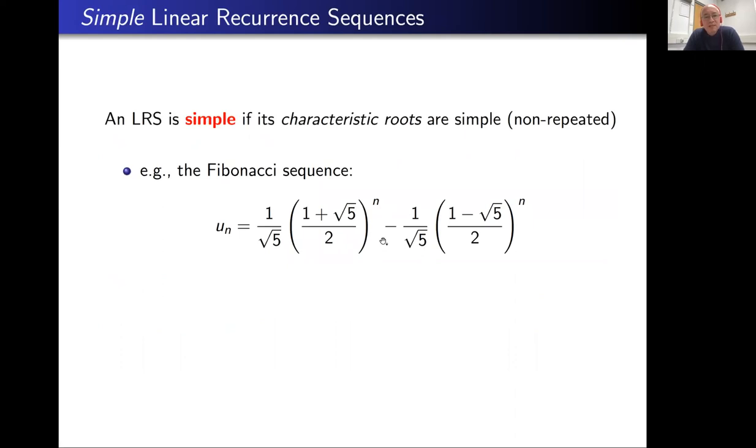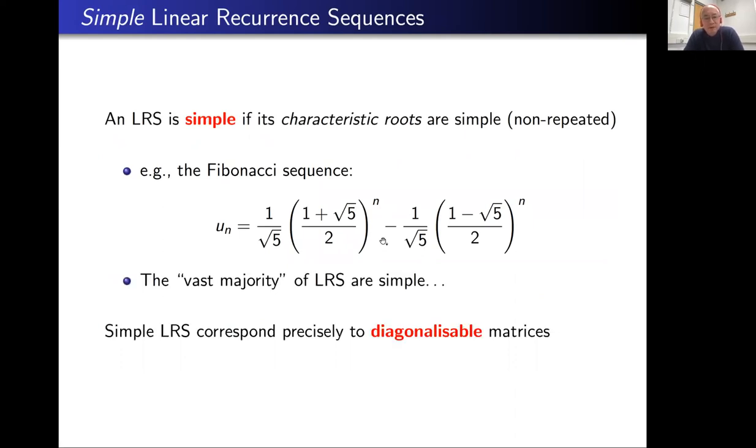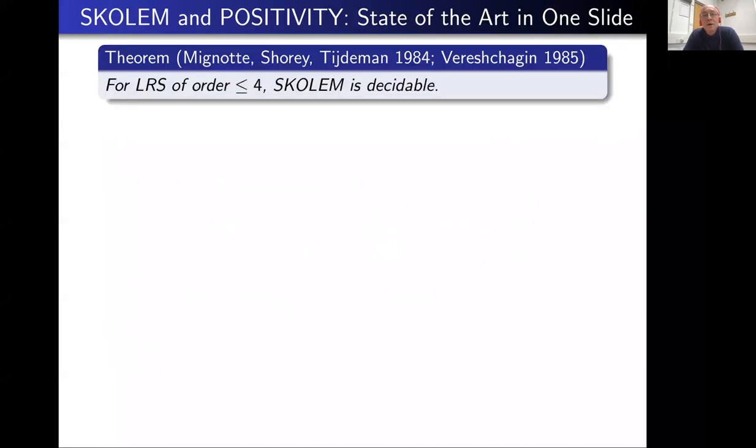For example, the Fibonacci sequence is simple. The vast majority of them are simple, but of course not all of them are. If you think of it in terms of matrices, then the simple ones correspond to diagonalizable matrices. Now, what can we say about those zeros? Can we actually compute them? Or let's say, can we decide if it has a zero? Well, there's various ways in which you can make that decision. The simplest decision would be to have some formula saying that the largest zero of this linearly recurrent sequence is smaller than some function, which depends on the length of the sequence, the magnitude of the coefficients, and the magnitude of the initial terms.